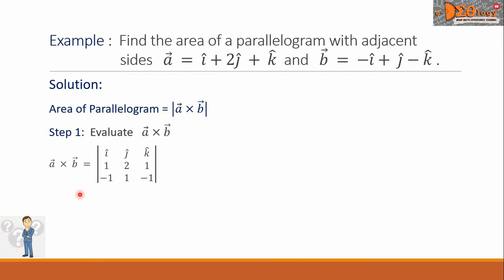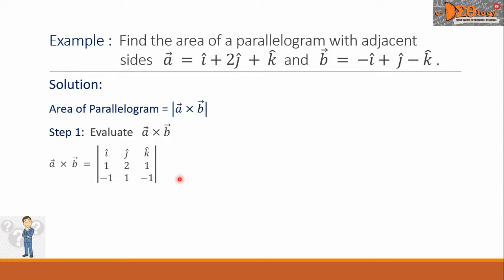We write our 3 by 3 matrix respectively. So we have i, j, k for the first row. The second row is 1, 2, 1. These are the coefficients of the components of vector A. The last row: negative 1, 1, negative 1, the coefficients of the components of vector B.